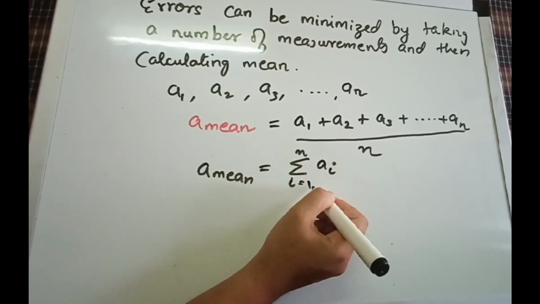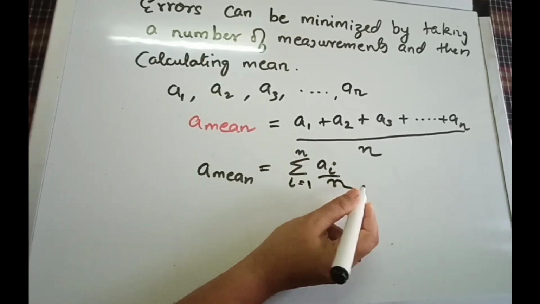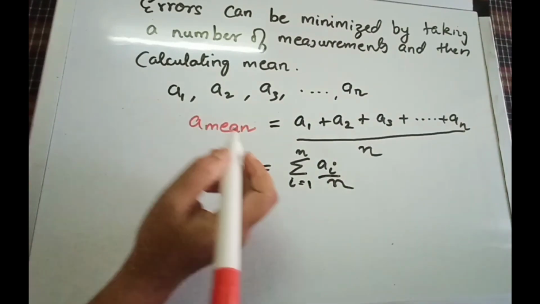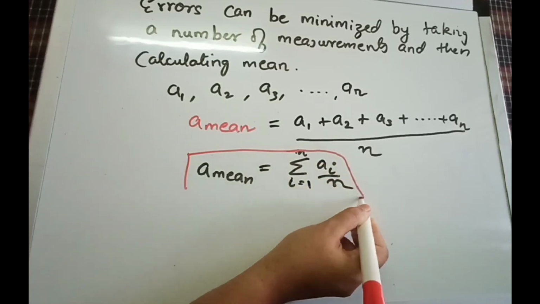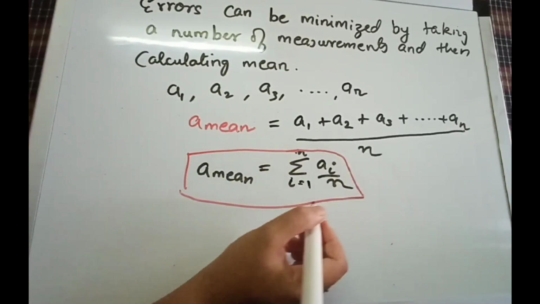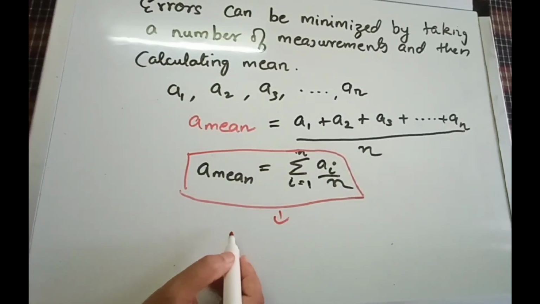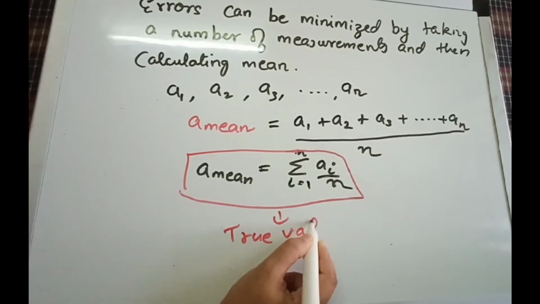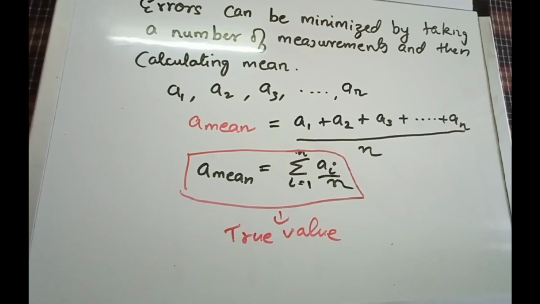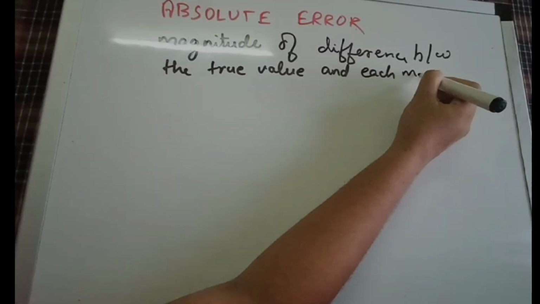If I divide by n, here i means from 1 to n, 1, 2, 3 to n. This is the formula for arithmetic mean. Now sometimes when the actual value we don't know, so we take this arithmetic mean itself as the true value, because this is the closest that you can find to the actual value.